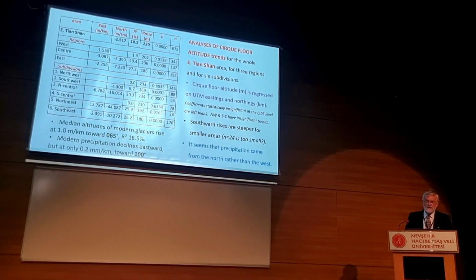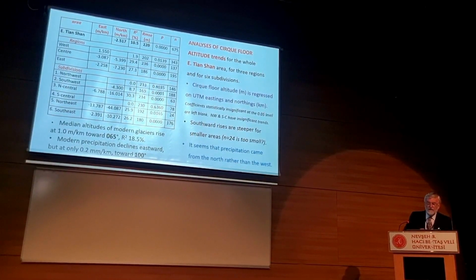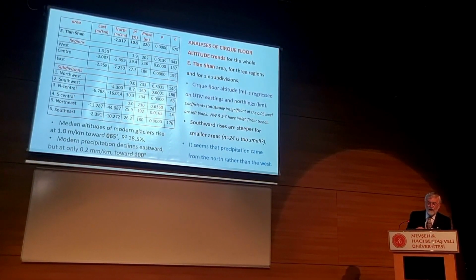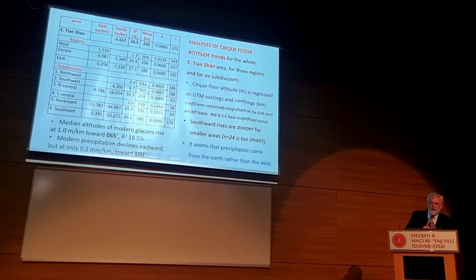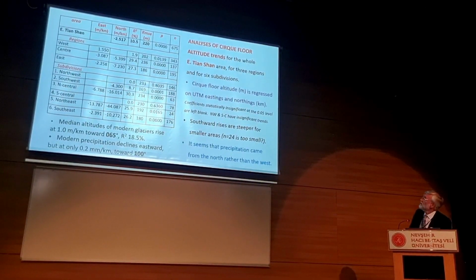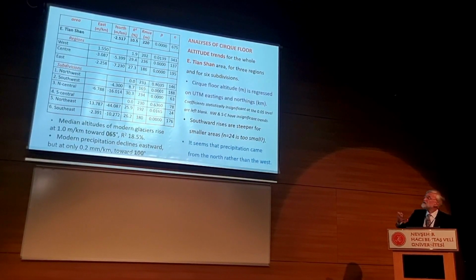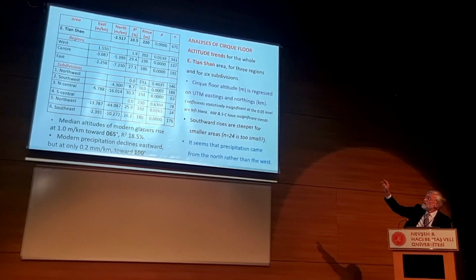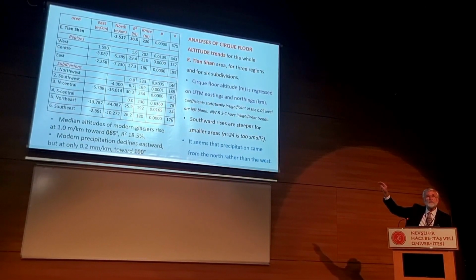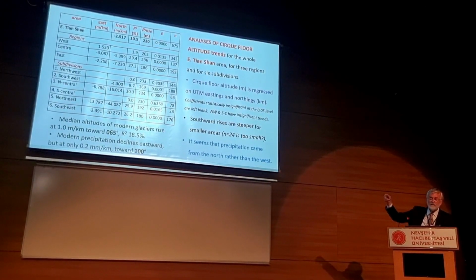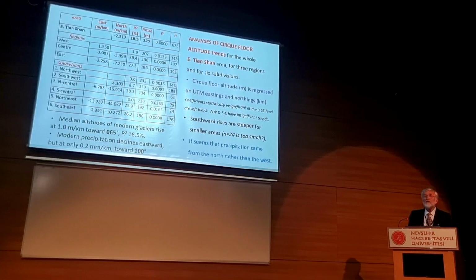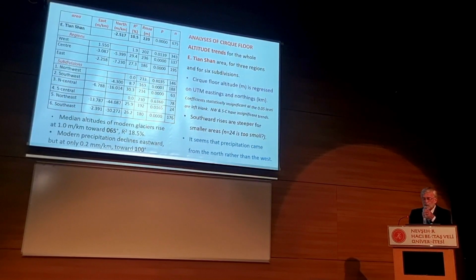So again, running these multiple regressions, we see that the southward rises are quite steep for small areas, although perhaps a sample of 24 for one of the areas is rather too small. It's interesting that the trends vary quite considerably between the different sub-areas and even between the major divisions, even though they are adjacent to each other and suffering fairly similar climates.